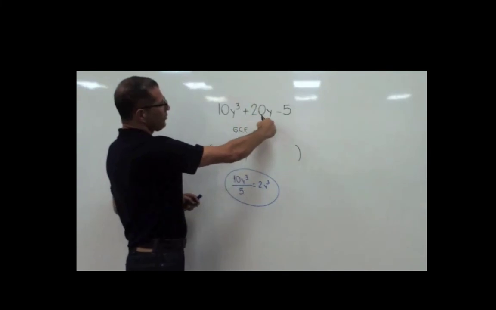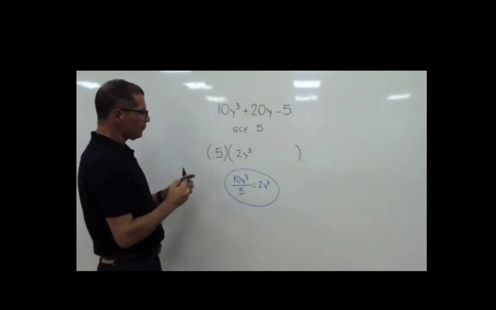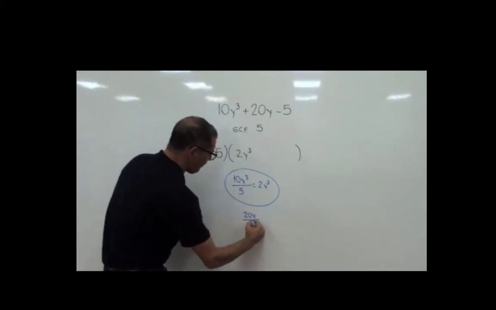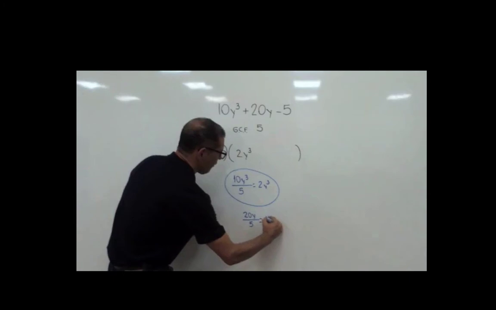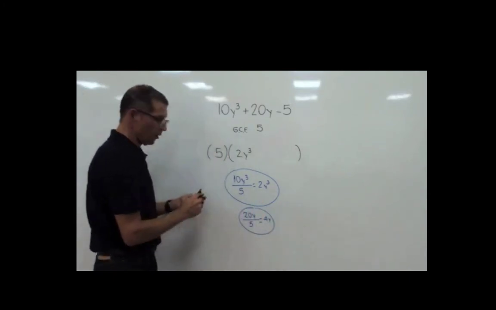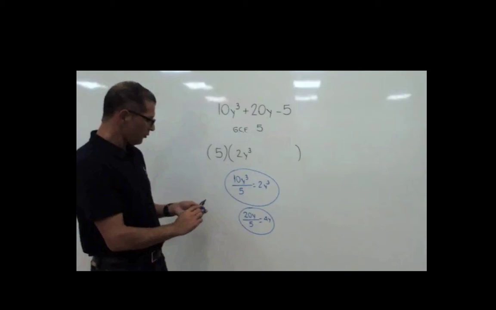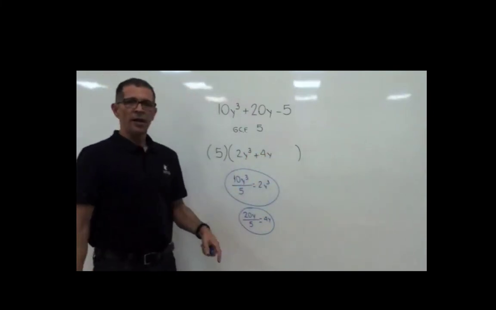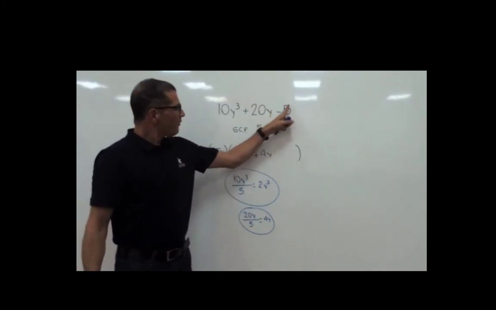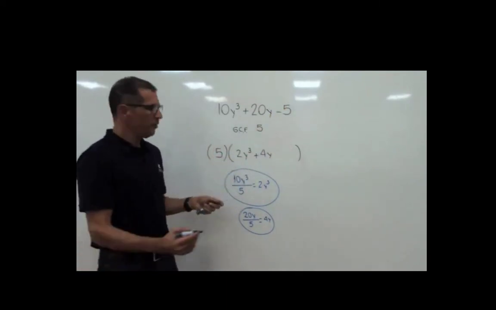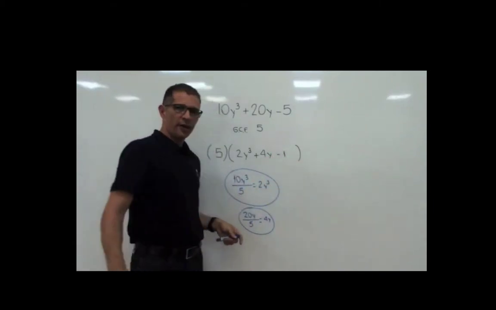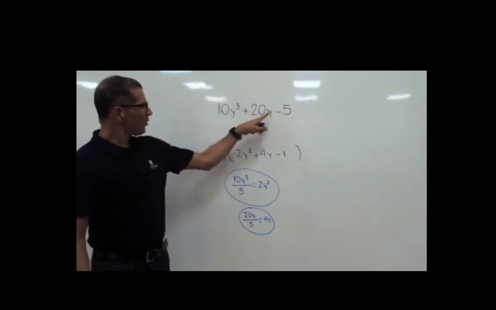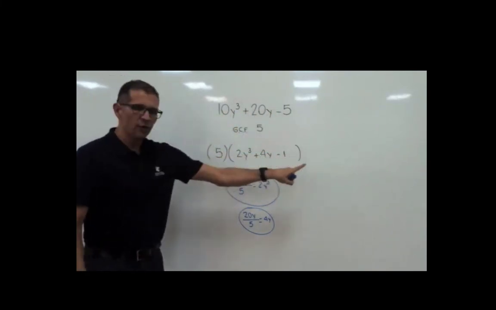Now we need to divide 20y by this factor. 20y divided by 5 equals 4y. The second term is 4y. And now this division is simple. Negative 5 divided by 5 equals negative 1. So we've just factored this trinomial. The factorization of this trinomial is this factor times this factor here.